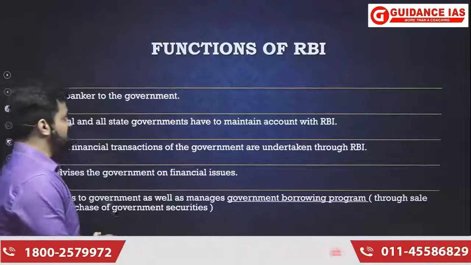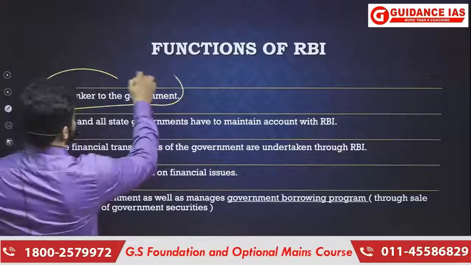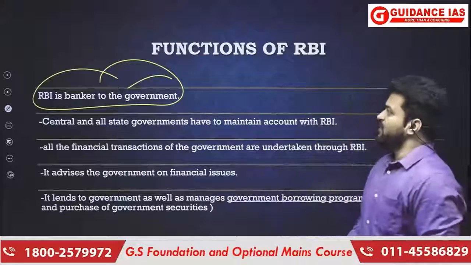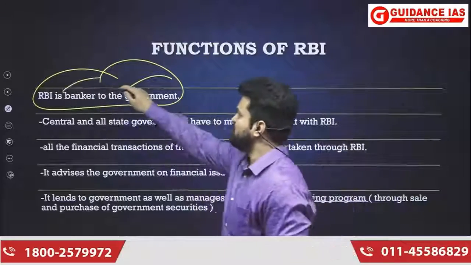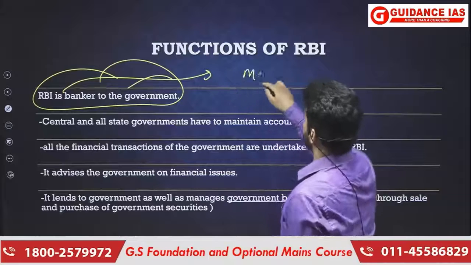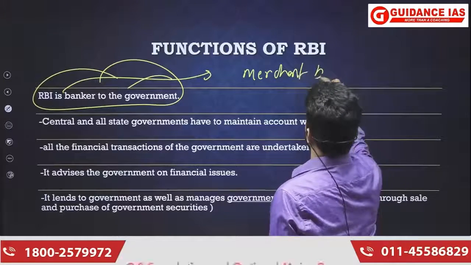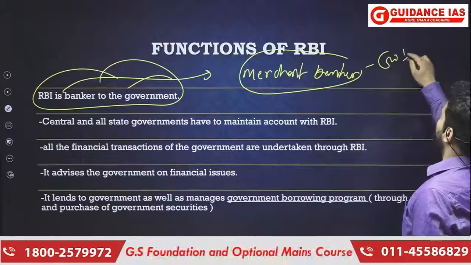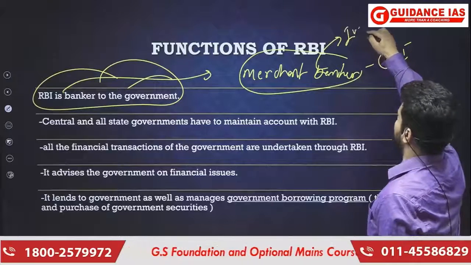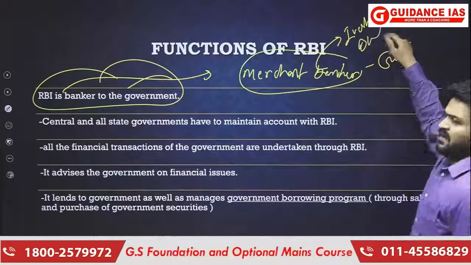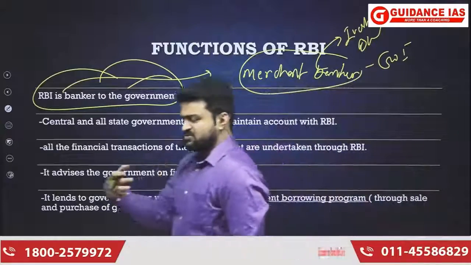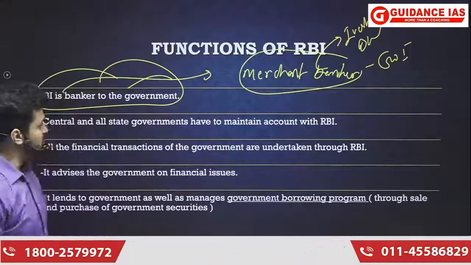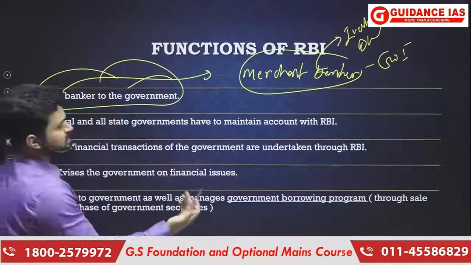Functions of RBI. It is a banker to the government. It is a banker to the government means the government maintains accounts with RBI, and other than being just the banker to the government, RBI is also the merchant banker of the government of India. Merchant banker would mean investment banker. Investment banker means the institution, the organization, which is going to manage the borrowings of the government.